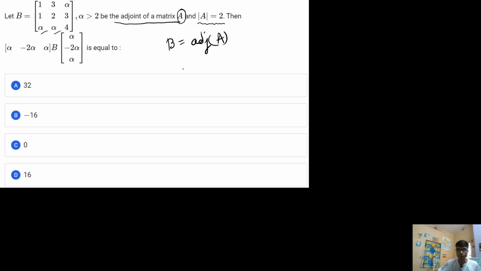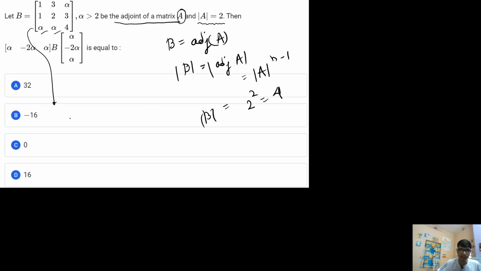So we try to calculate the determinant of B, which is equal to the determinant of adjoint of A, and this is nothing but the determinant of A to the power n minus 1. I can write this as 2 to the power n minus 1, where n is 3, so 2 to the power 2, which is 4. So the determinant of B is equal to 4. Now if I solve this determinant, with 1, 1, alpha in the first row, 3, 2, alpha in the second, and alpha, 3, 4 in the third, its value is 4.